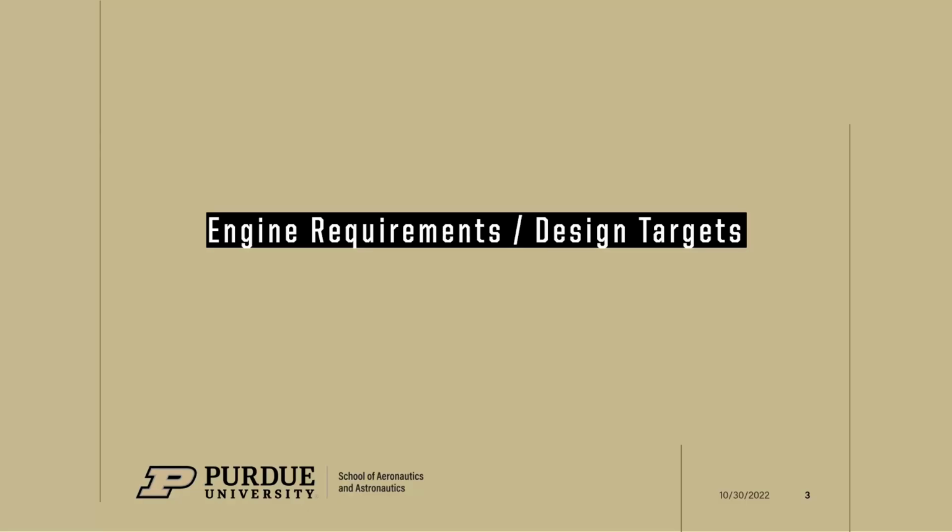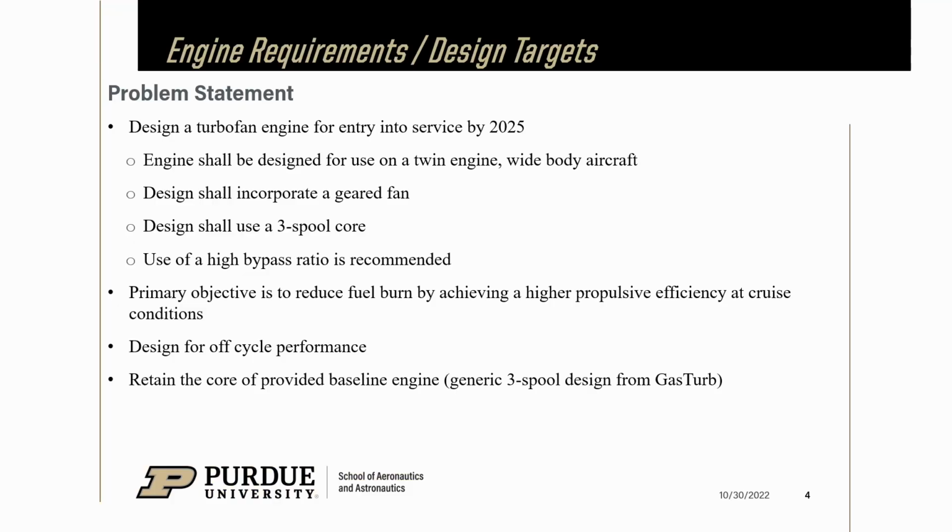To begin, we will first discuss engine requirements and the design targets for this project, starting with the problem statement. The problem statement is to design a turbofan engine for entry into service by 2025, and there are a couple key requirements that we need to hold to. The engine shall be designed for use on a twin-engine wide-body aircraft, shall incorporate a geared fan, and use a 3-spool core. Additionally, the use of a high bypass ratio is recommended.